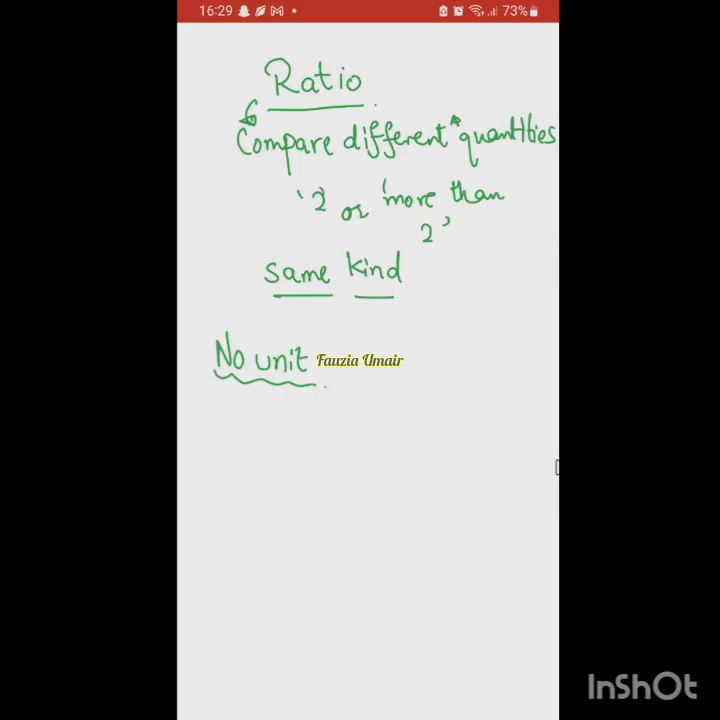So we ignore the unit. We don't care what the unit is, even when sometimes the unit is not the same. Another thing is, what does it mean, same kind of quantities?